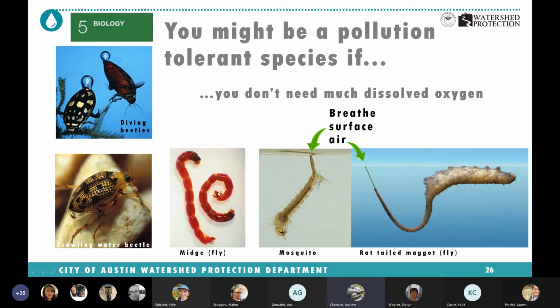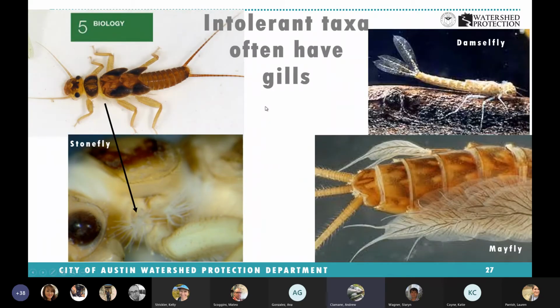The midge, some of the midges called bloodworms. The reason why they're so red like blood is because they contain hemoglobin in them, the molecule with iron in it that helps them keep oxygen in the blood, take it out of the water, just like you and me. Intolerant taxa often have beautiful gills to extract the dissolved oxygen out of the water. They're elegant, they're fragile, they wave in the water.